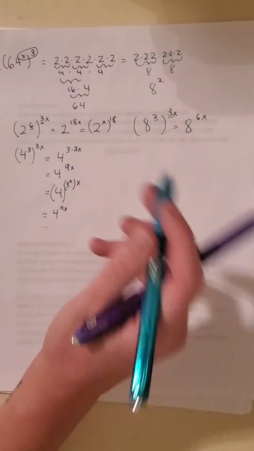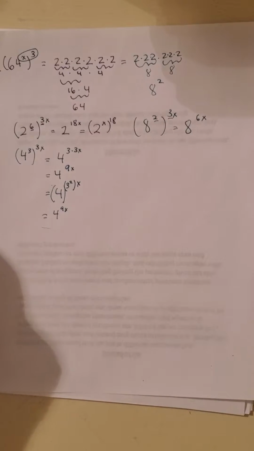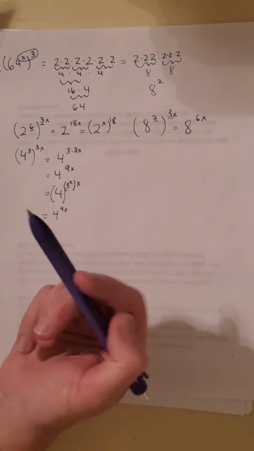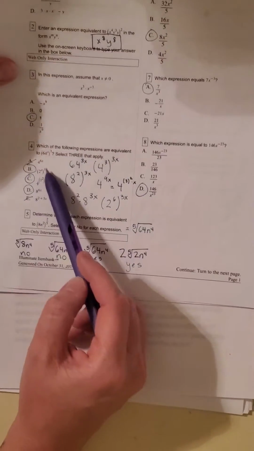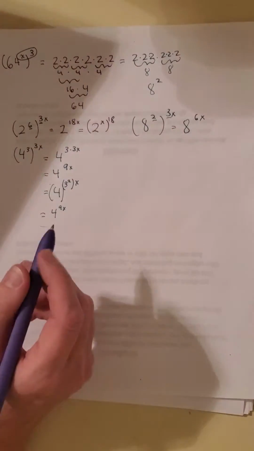All right, this is much more difficult than the question that you'll see on the exam though, but you get the idea. You need to be able to break 64 into bases that you're being given, like 4s and 2s and 8s. All right, number 5.